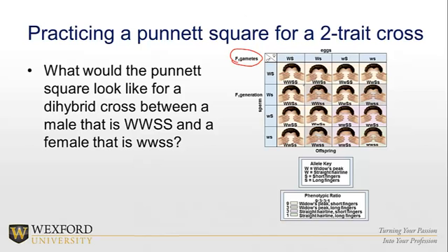We have one here, one here, one here, one here, one here, one here, one here, one here, and one here. Let's count that up real quick.